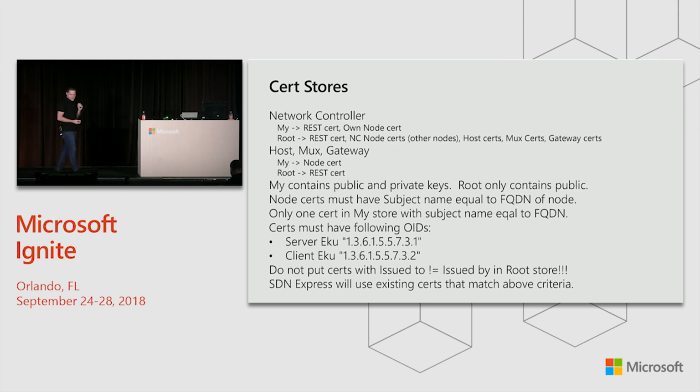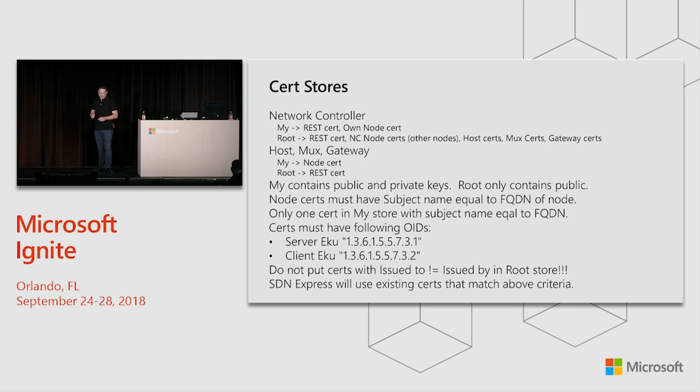A few other things that customers have run into: the node certs need to contain the FQDN, and you need to have only one of those in the My store, because some of the components in SDN will look up in the My store for a certificate that matches a subject name. If you have two of them in there, you may get a different cert depending on what order it enumerates them in. So you need to make sure you only have one cert there with the subject name that matches the FQDN.